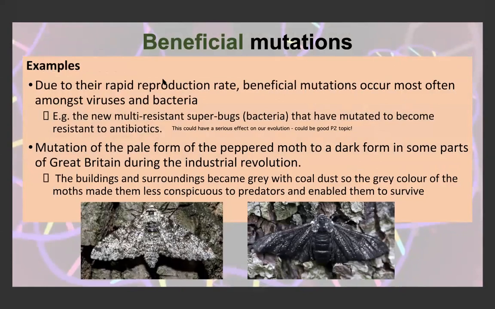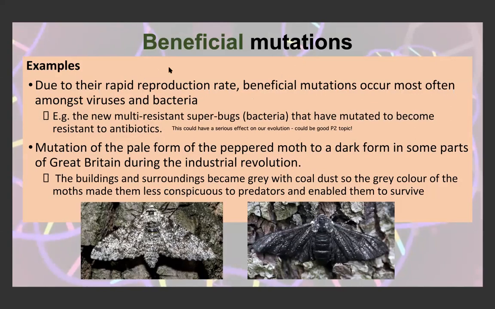Some examples of beneficial mutation could be the antibiotic resistance in bacteria. This is especially problematic because bacteria reproduce so fast and viruses reproduce so fast. So the mutation can spread very quickly to the entire population.